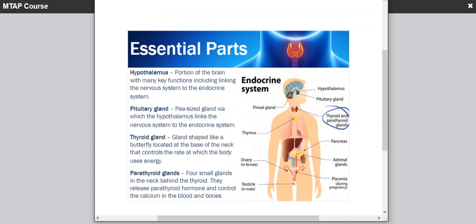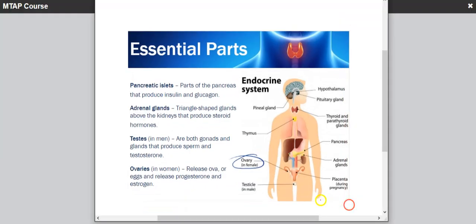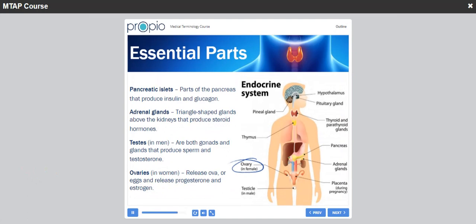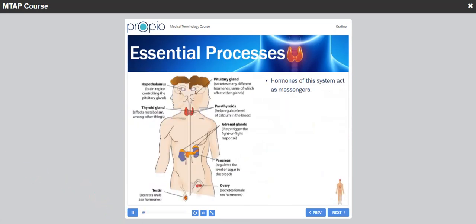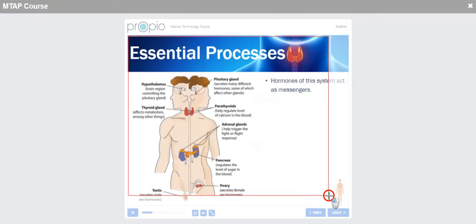Hormones of the endocrine system act as messengers. They regulate activities throughout the body. They also trigger responses in specific organs or tissues. Let's look at some sample terminology related to the endocrine system. Adenectomy. It's a surgical removal of a gland.